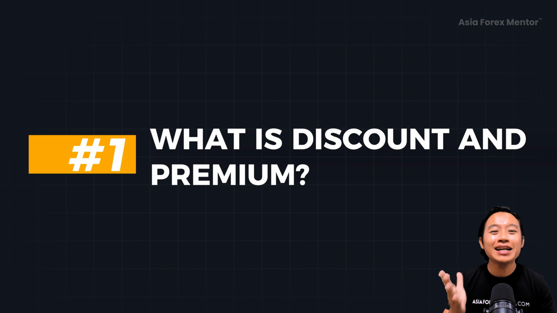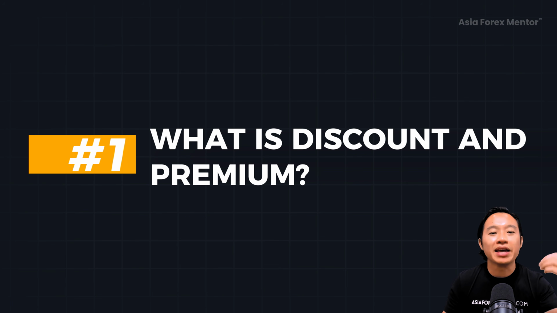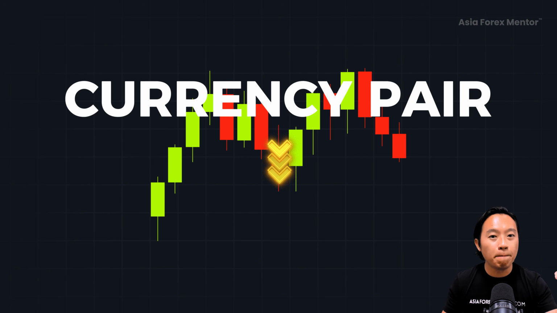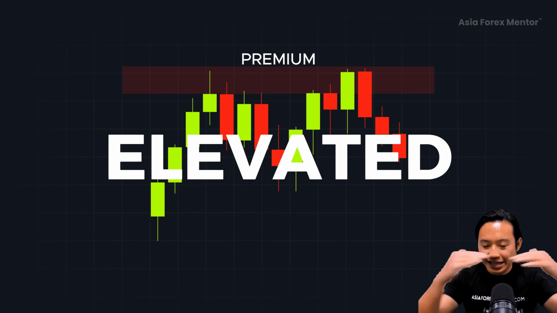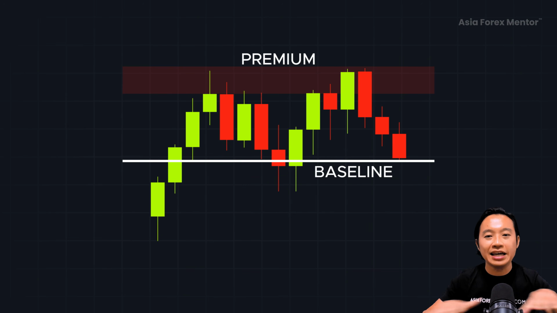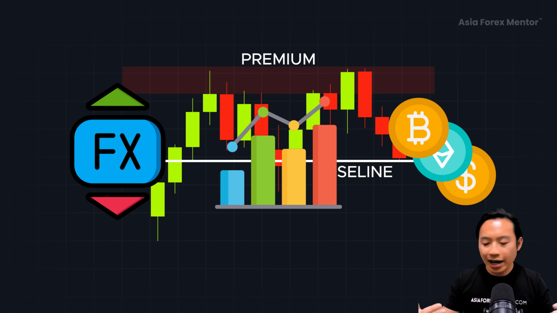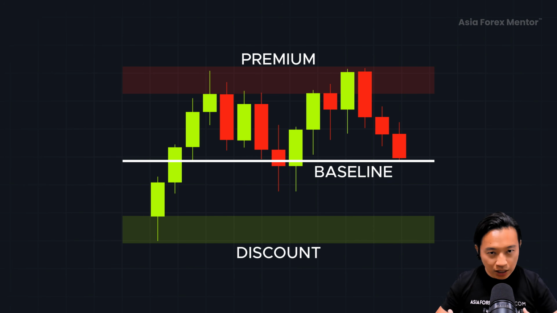So first off, what is the discount and premium in trading, right? For example, in Forex trading, a currency pair is considered to be trading at a premium when the price is elevated. It's exceeding its baseline, its intrinsic value. It can be for Forex, it can be for stocks, it can be for crypto, it can be for anything. On the other hand, when that pair trades at a discount, the price is lower, possibly dipping below its actual worth.